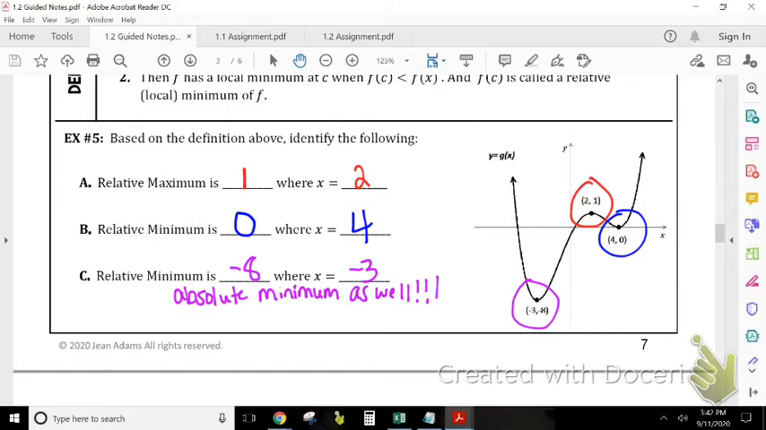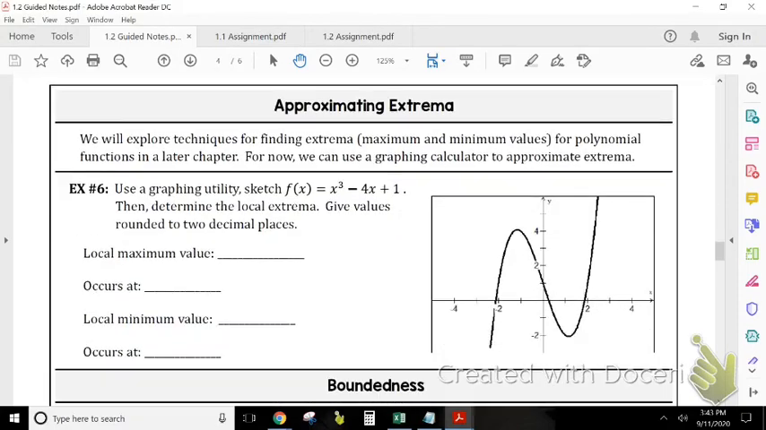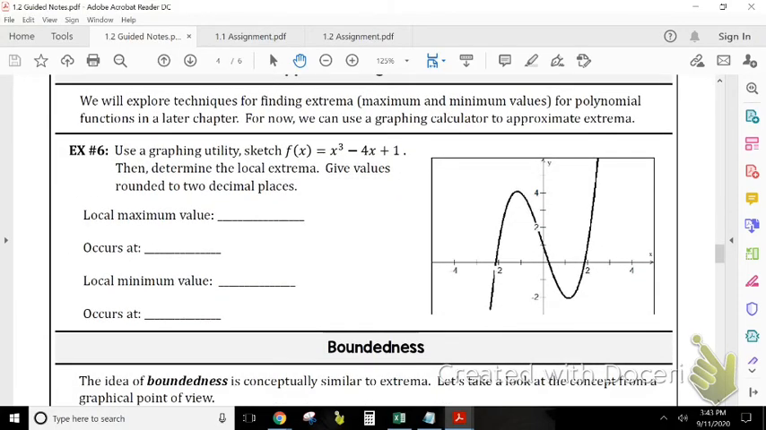Alright, and so let's talk about approximating extrema. We'll explore techniques for finding extrema, maximum or minimum values for polynomial functions in a later chapter. For now, we'll use a graphing calculator to approximate extrema. It says use a graphing utility, sketch f of x equals x cubed minus 4x plus 1, then determine the local extrema, giving values rounded to 2 decimal places.